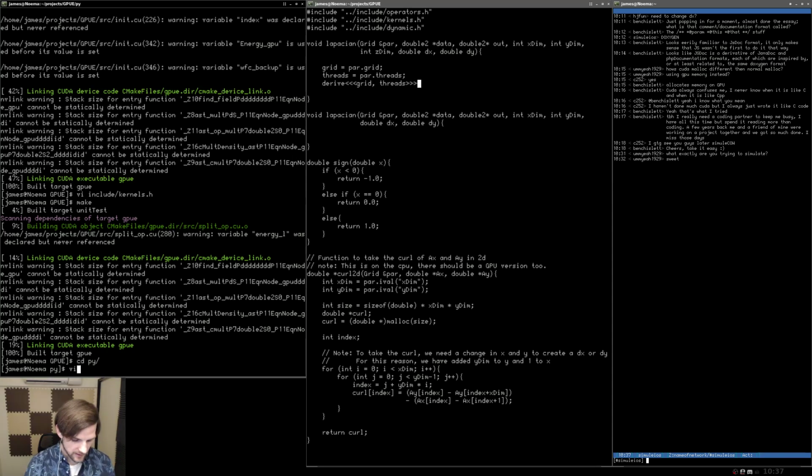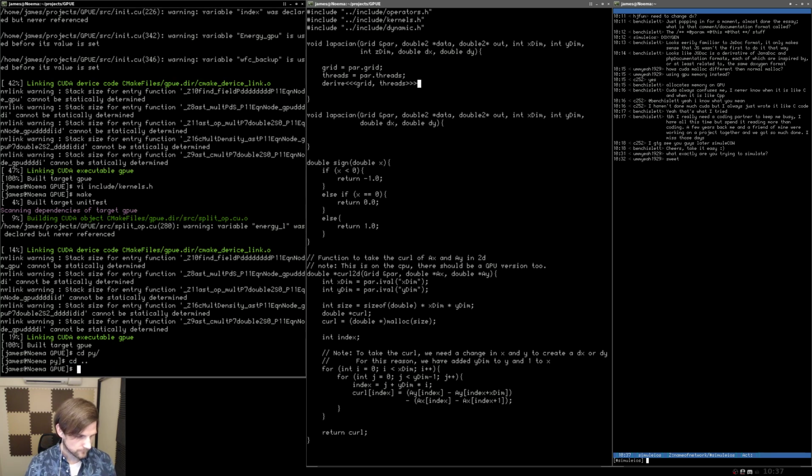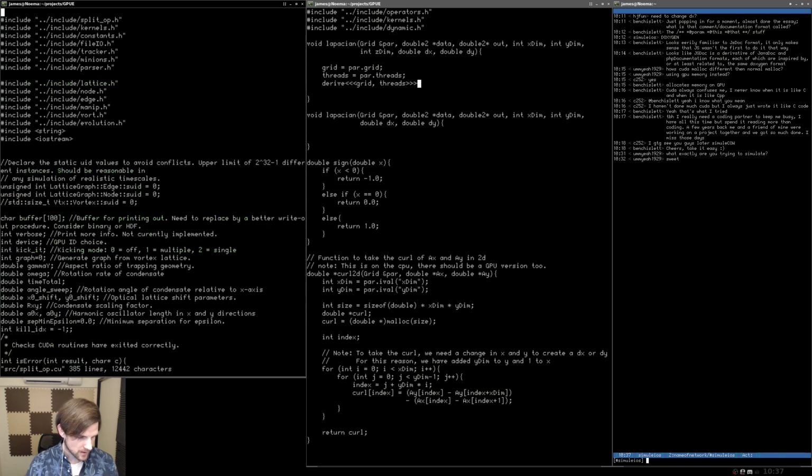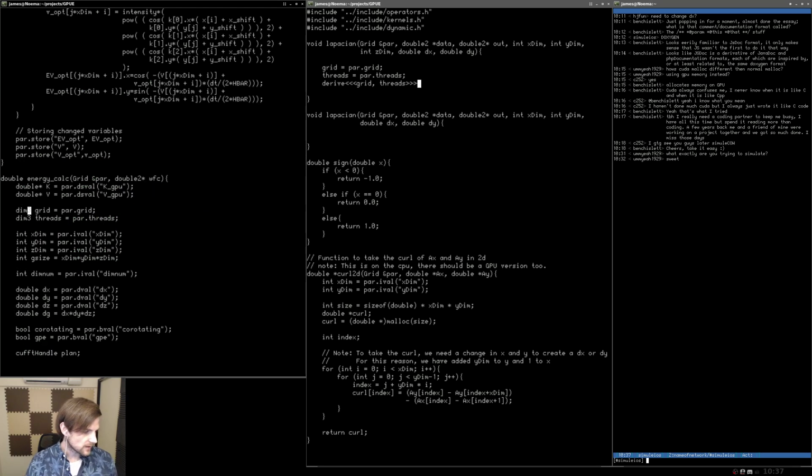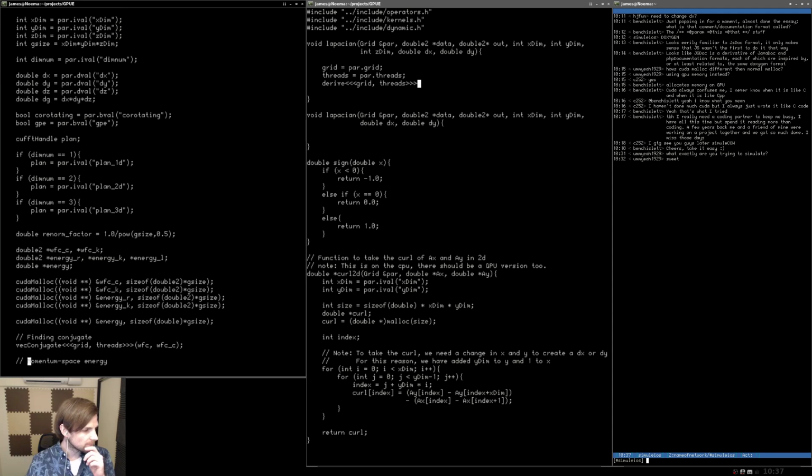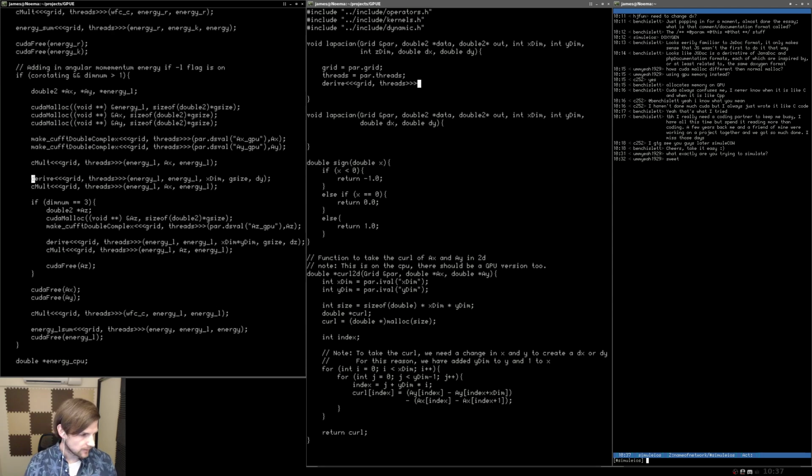So let's go ahead and go into the energy calculation since we have it up. VI source and split up. Okay, let's go down to energy calc. Okay, so we have this guy here. Let's see, where did we have it? Derive there. So we have derive here, it's just gonna be grid threads, and then we just read in what we want to read in. So it's gonna be data, and then it should be output data. Then we just have to read in what we need for the stride and stuff.